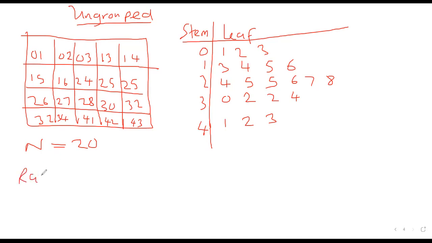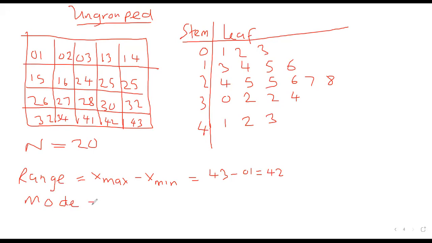So what is the highest number there? Maximum value of x minus the minimum value of x. So we have 43 minus 01, which is 42. All right. Then we have the mode, which is the number appearing the most.